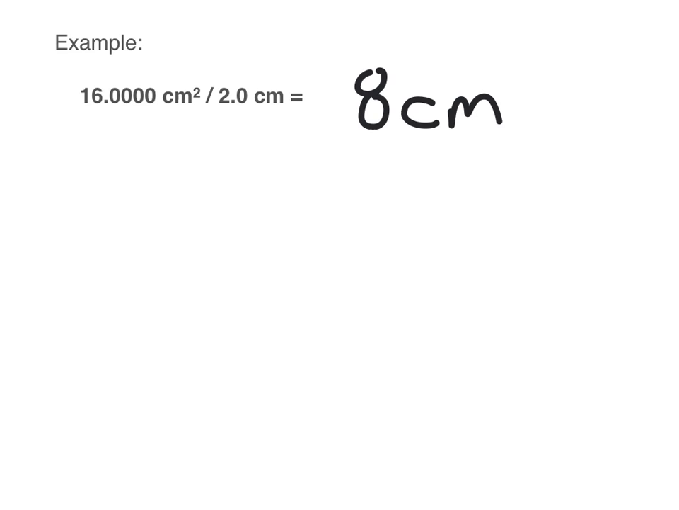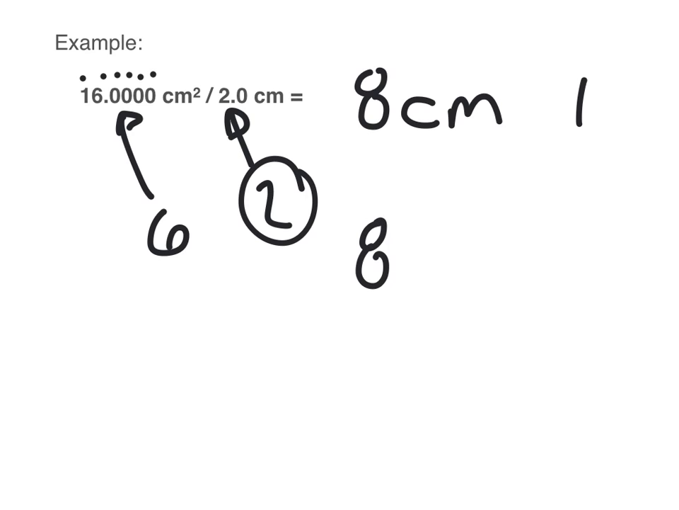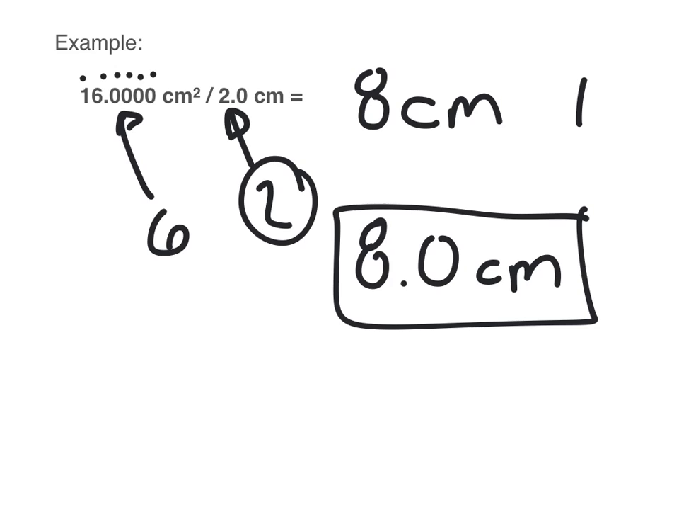All right, so what am I going to do? I need to count my significant figures. Here I have 1, 2, 3, 4, 5, 6 significant figures. Why? There's a decimal point, and all of those zeros are trailing, so it's significant. Here I have 2. How many do I have here? I only have 1 significant figure. I need to add an extra significant figure, so 8.0 centimeters. And that's how we use significant figures and decimal places in order to solve these kind of problems.